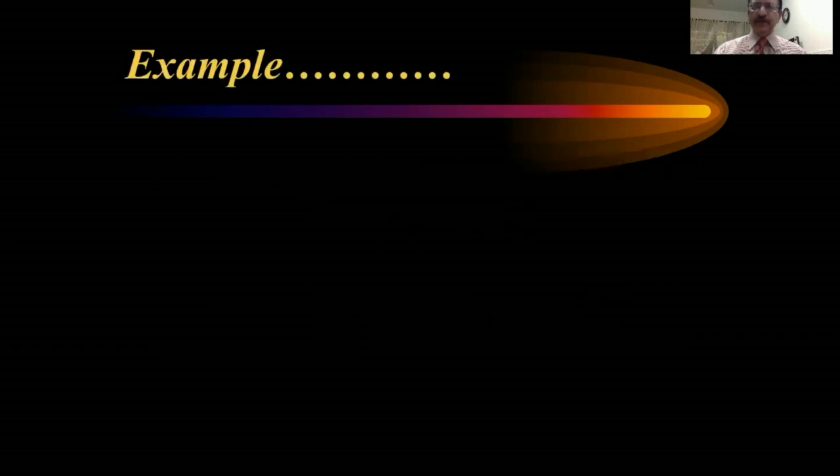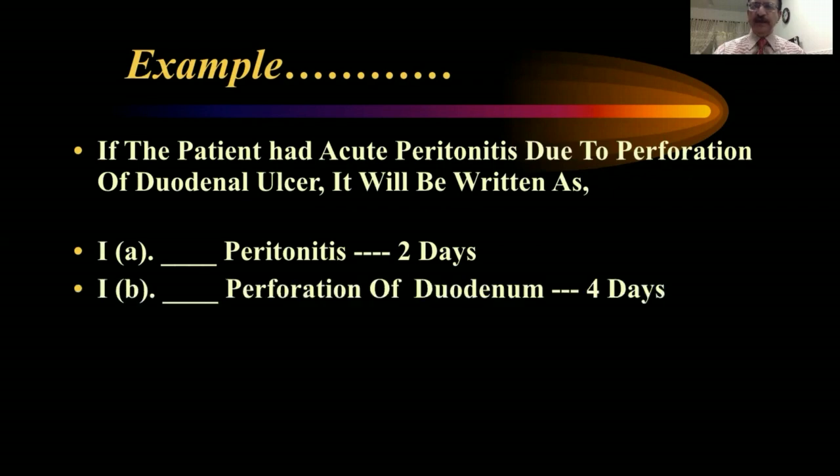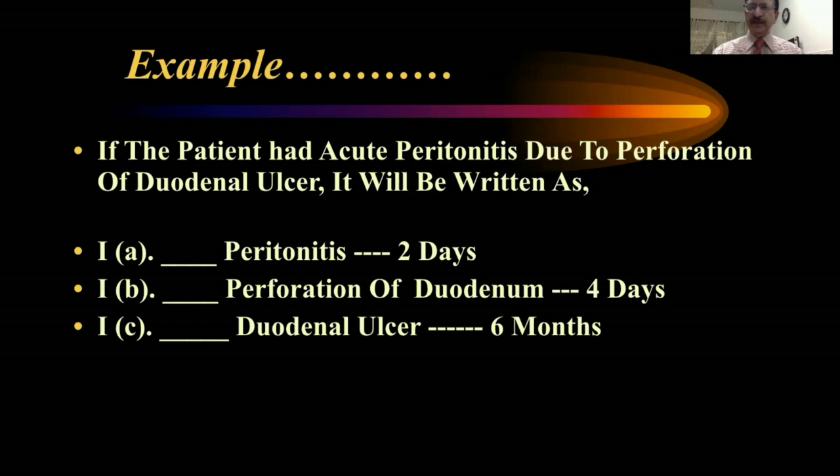So a few examples of how we can write the death certificate according to WHO criteria. If the patient had acute peritonitis due to perforation of a duodenal ulcer, it would be written as 1A peritonitis for the last 2 days, 1B perforation of duodenum for the last 4 days, and 1C duodenal ulcer. So it clearly means the person was suffering from duodenal ulcer for the last 6 months, and the perforation of the duodenum from that ulcer happened 4 days previously, and for the last 2 days, the person has been suffering from peritonitis, which is the immediate cause of death.